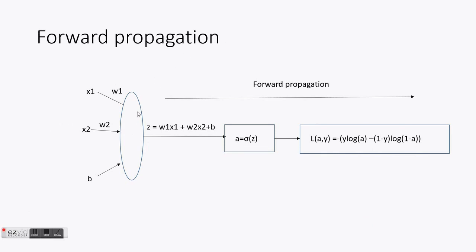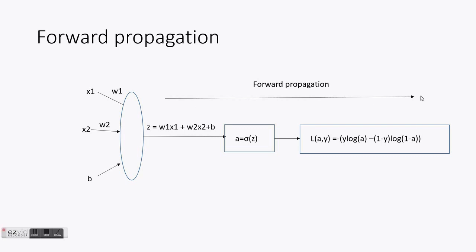So for logistic loss, let us take two features, x1 and x2, and the corresponding weights w1 and w2, and a bias. So we can compute the linear equation z is equal to w1 x1 plus w2 x2 plus b. Then we pass this linear equation through a sigmoid function and compute a is equal to sigma of z. Now we need to determine how well this model performs, and for that we use this logistic loss function, which is L of a, y is equal to minus y log a minus 1 minus y log of 1 minus a, and this is one cycle of the forward propagation.